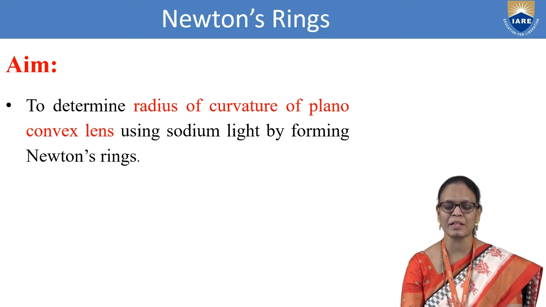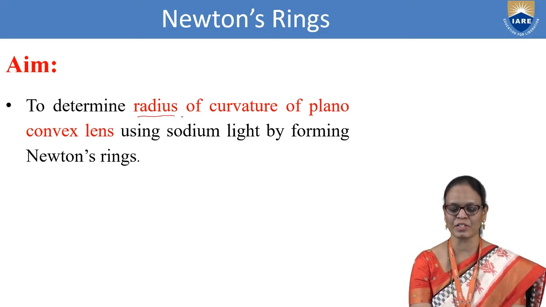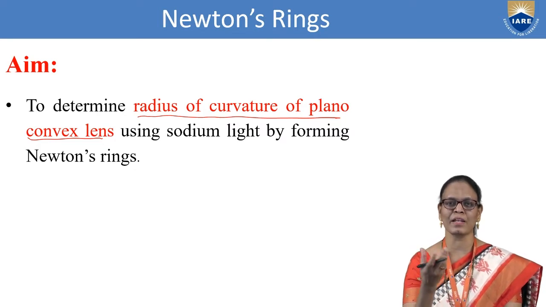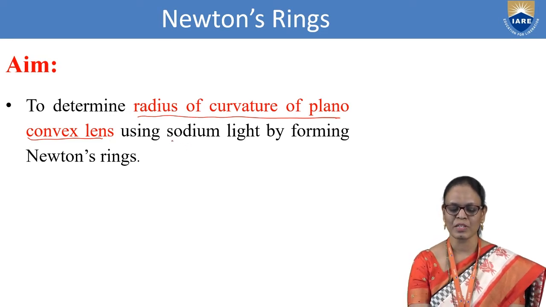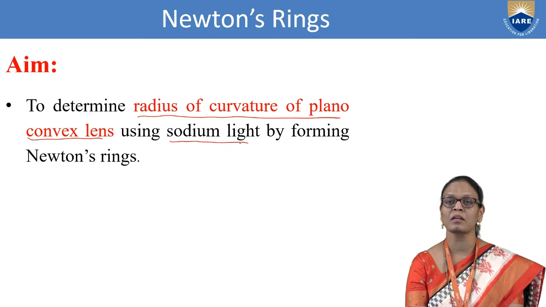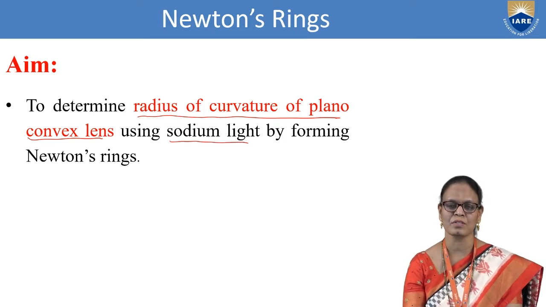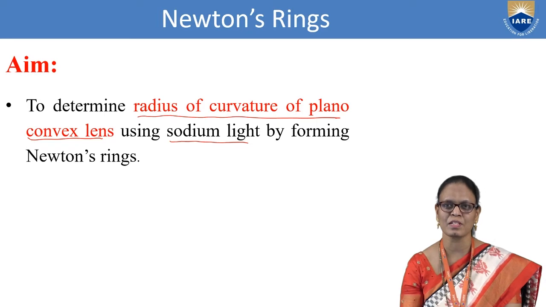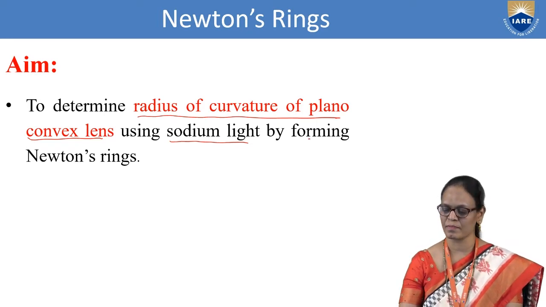Now the aim of the experiment is to determine the radius of curvature of a plano-convex lens using sodium light by forming Newton's rings. You will be given a plano-convex lens which is plane on one side and convex on the other side. You have to determine the radius of curvature of that plano-convex lens by using sodium light. Why we are using sodium light here is it is a monochromatic source of light. So when light from a monochromatic source falls on an object, how interference happens we are going to study with the help of Newton's rings.